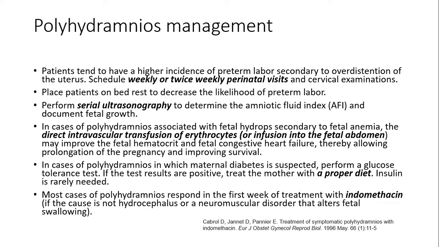Patients with polyhydramnios tend to have a higher incidence of preterm labor secondary to overdistension of the uterus. So schedule them weekly or twice weekly for prenatal visits and cervical examination. You need to place patients on bed rest, with serial ultrasound examinations. In case of polyhydramnios associated with fetal hydrops secondary to fetal anemia, direct intravascular transfusion of erythrocytes may be done.